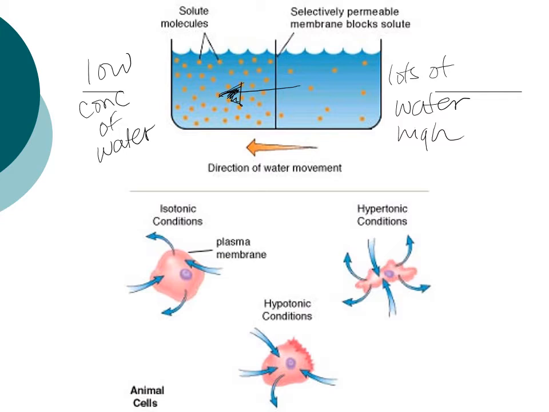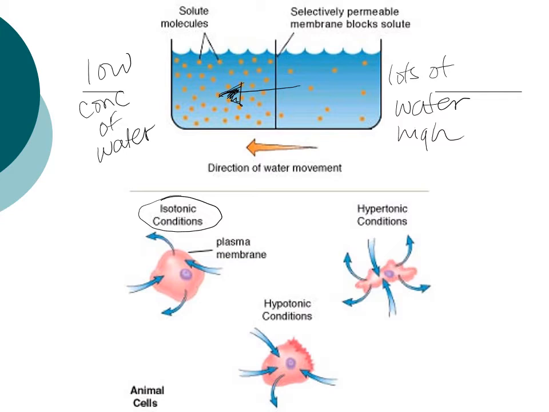Well, here is a drawing of a red blood cell in an isotonic solution. So that's a red blood cell looking pretty nice. You have water going in, you have water going out, you have isotonic conditions because the solutes inside are the same as the solutes outside.